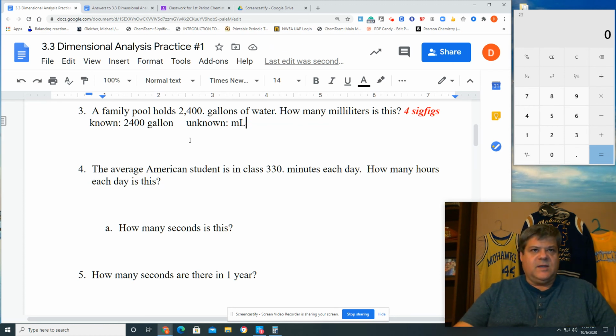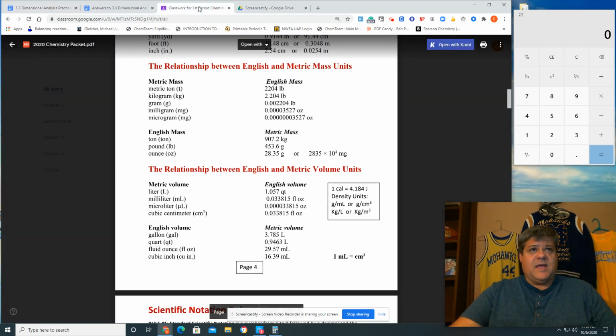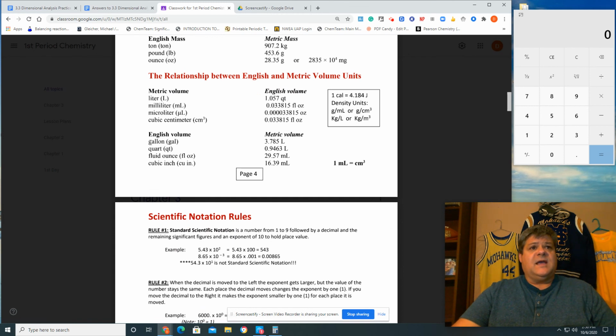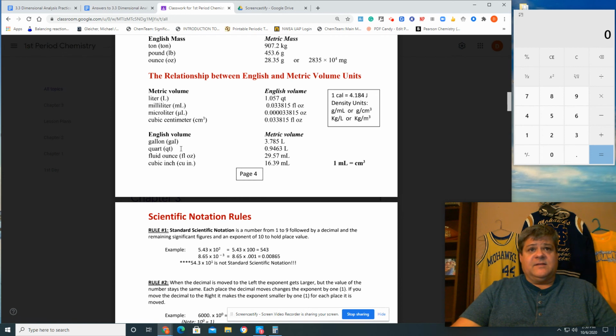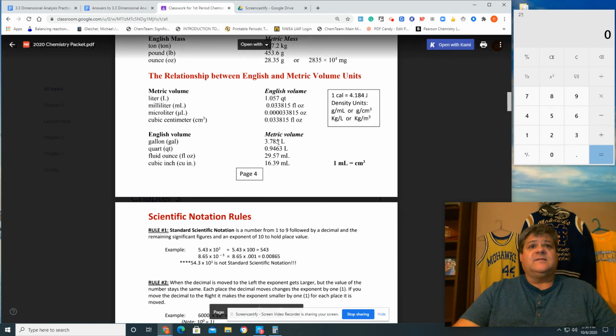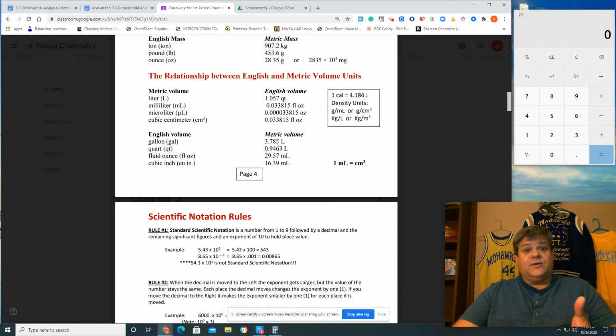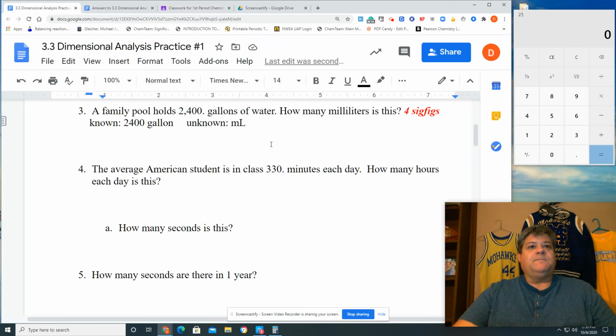One of the things we might want to look at is, do we know the conversion factor from gallons to milliliters? So let's look at our packet real quick. It says gallons right here, so we have gallons to liters. I can't find gallons any other place. So I can go from gallons to liters, and then from liters to milliliters. That does make sense. So let's go back to the question.